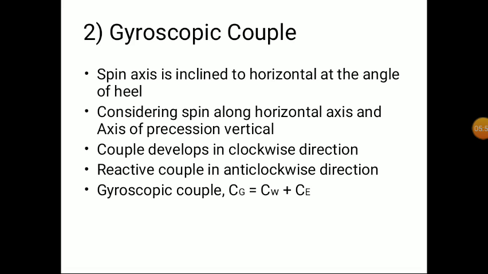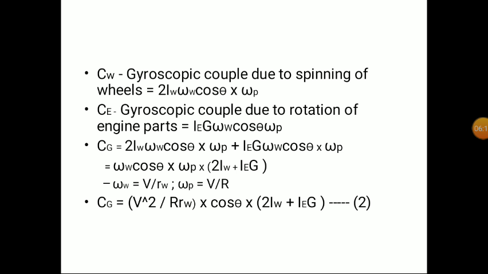So the couple develops in the clockwise direction, right? We already discussed this in the previous slides. I already told you, when the vehicle turns to the left side, the couple develops in the clockwise direction, opposite, so the reactive couple will be in the anti-clockwise direction. The total gyroscopic couple CG is composed of the gyroscopic couple due to the wheel and due to the engine, that is CW plus CE.